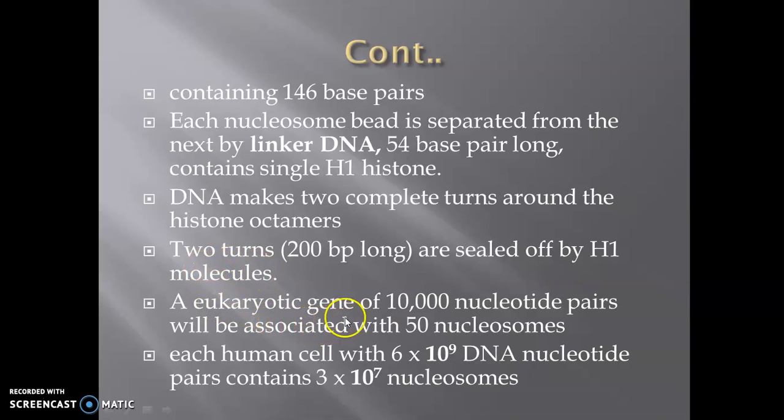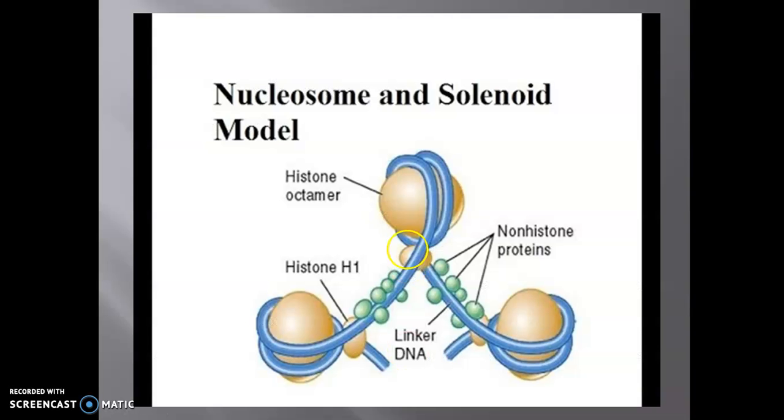A eukaryotic gene of 10,000 nucleotide pairs will be associated with 50 nucleosomes. Each human cell with 6 × 10^9 DNA nucleotide pairs contains 3 × 10^7 nucleosomes. These are the calculations, and you can find them out very easily.